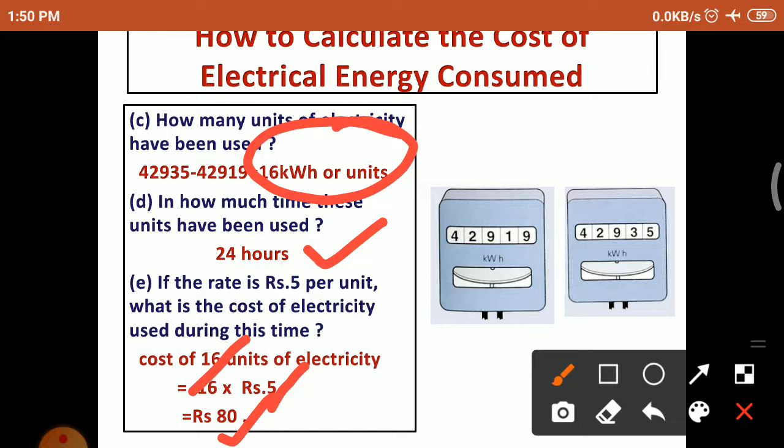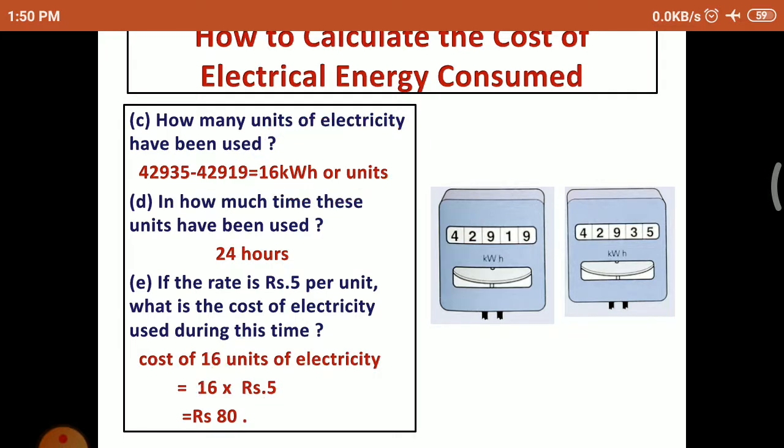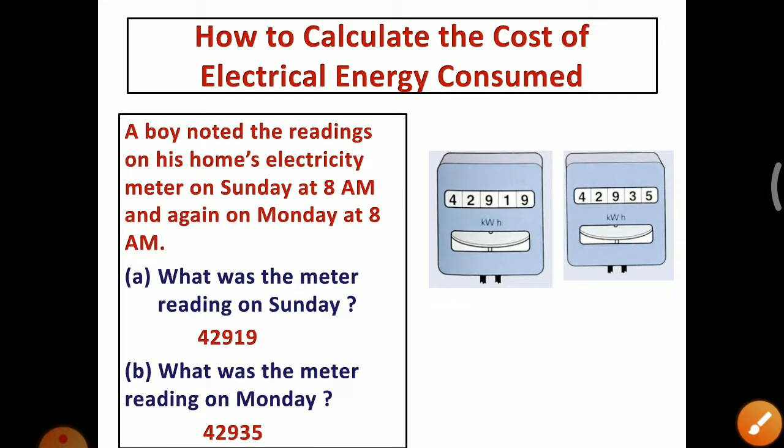Do you understand how to calculate the electrical energy consumed using the electrical meter? We can calculate the energy consumed.